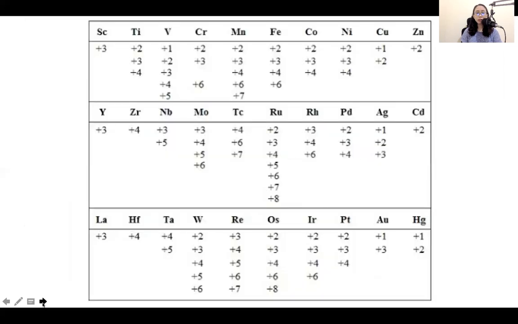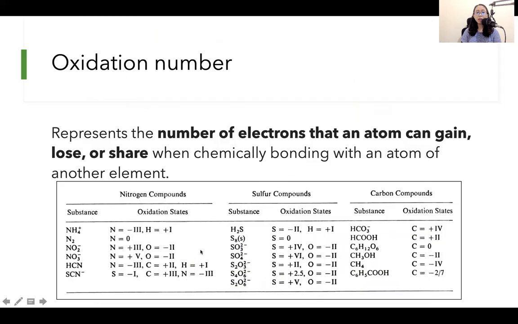What about our metals? All of our metals only have positive oxidation states or oxidation numbers, but most of them have more than one oxidation number. So they are more diverse in terms of the number of oxidation states. But for our nonmetals, like what we saw in the previous table, they can have positive or negative oxidation numbers.